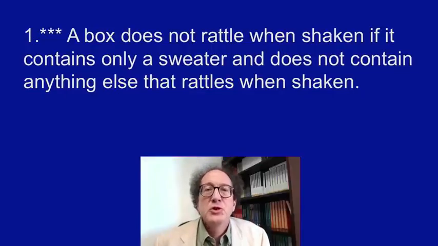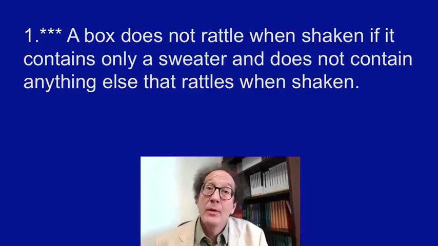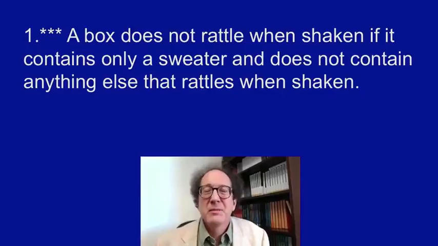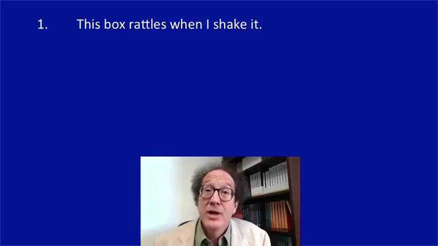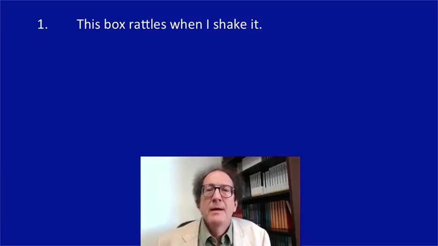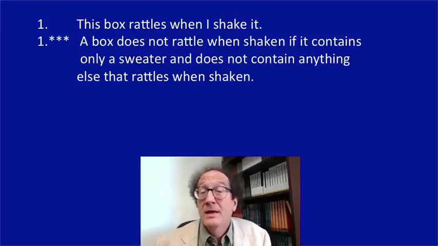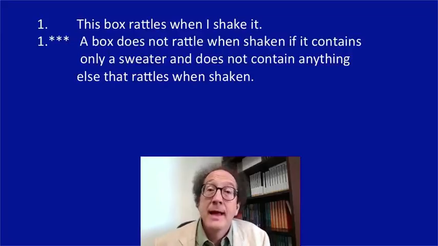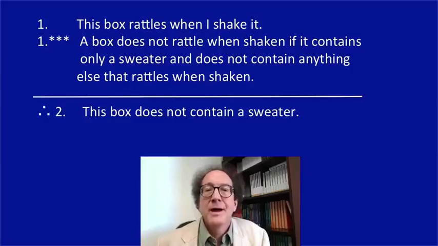Well, is that premise true? You might quibble about details, but it's close enough for now. What we need to do, though, is to go back and determine whether, when we put that suppressed premise in, the argument's valid. And the argument now looks like this. This box doesn't rattle when shaken, and a box doesn't rattle when shaken if it contains only a sweater and not anything else that makes a rattling sound. So this box doesn't contain a sweater.